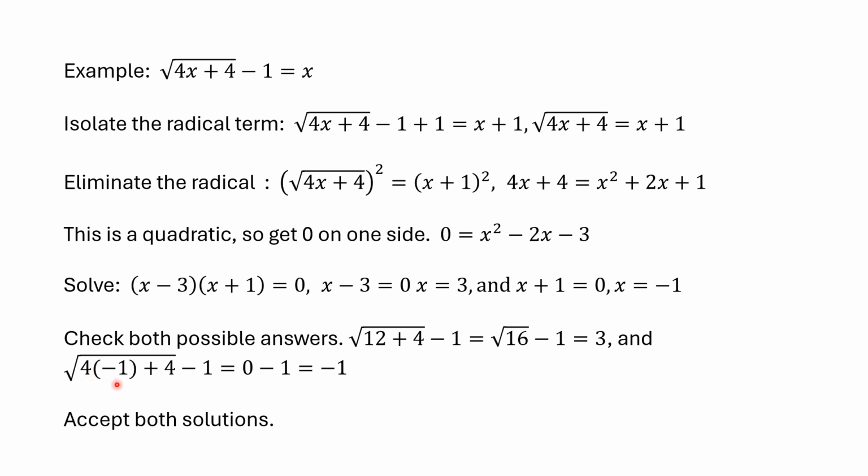The negative 1: plug in the negative 1 for x. 4 times the negative 1 plus 4 is 0. Minus 1 equals 0 minus 1, which is minus 1. I plug the negative 1 in for x, I get negative 1. So we would accept both solutions.